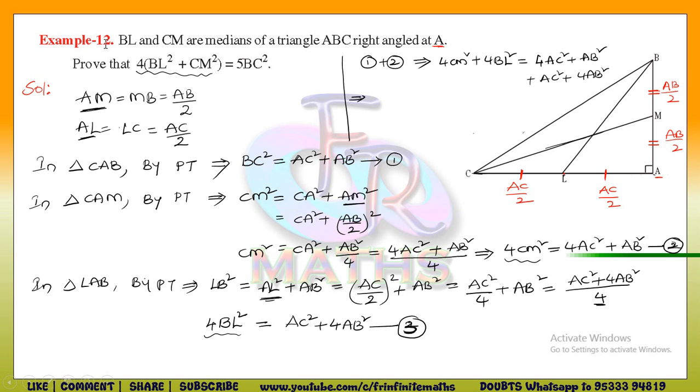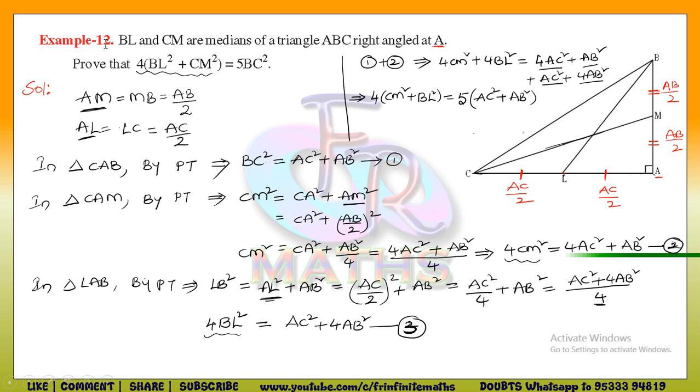Now on the left hand side, what do I have? If I take 4 common, 4 times CM square plus BL square is equal to, so here 4 AC square plus AC square is nothing but 5 times AC square. AB square plus 4 AB square is nothing but 5 times AB square. So directly I am going to take 5 as common: 5 times AC square plus AB square.